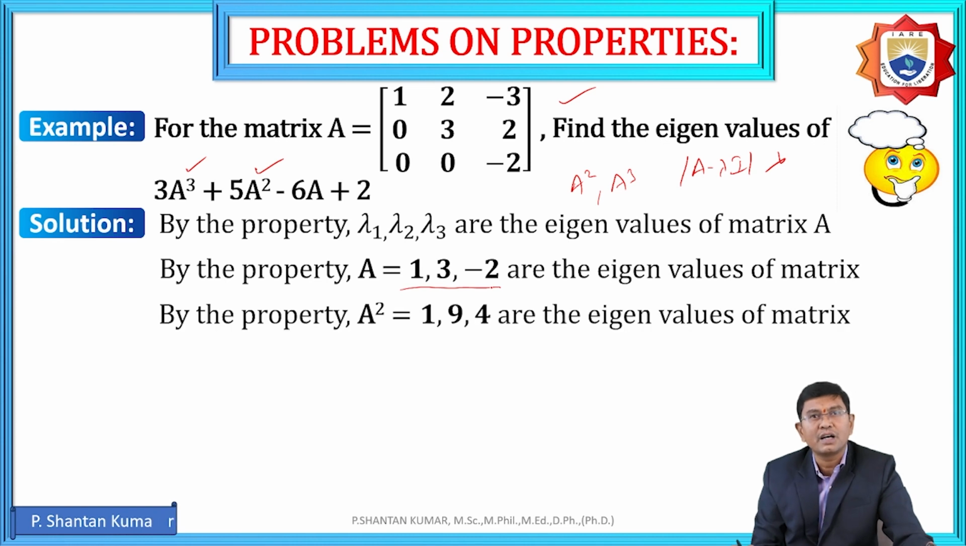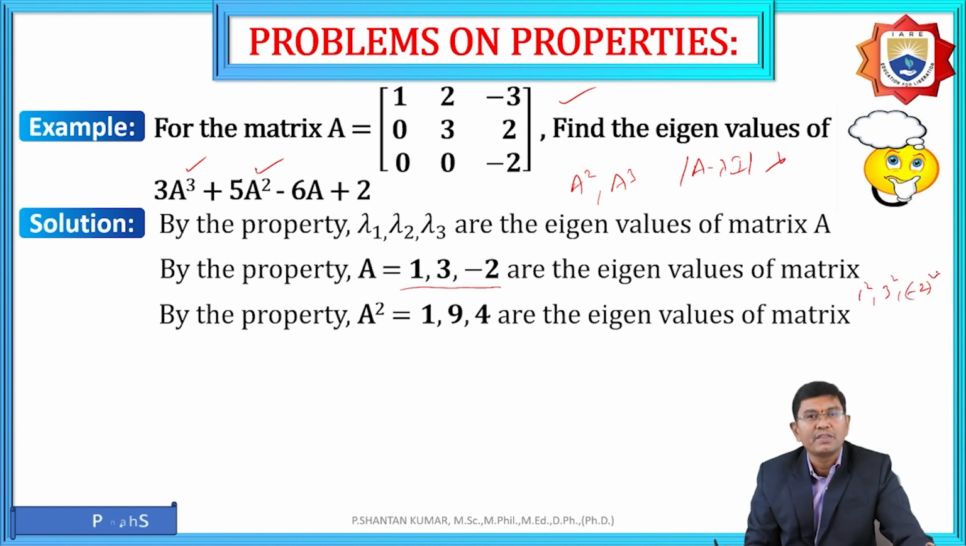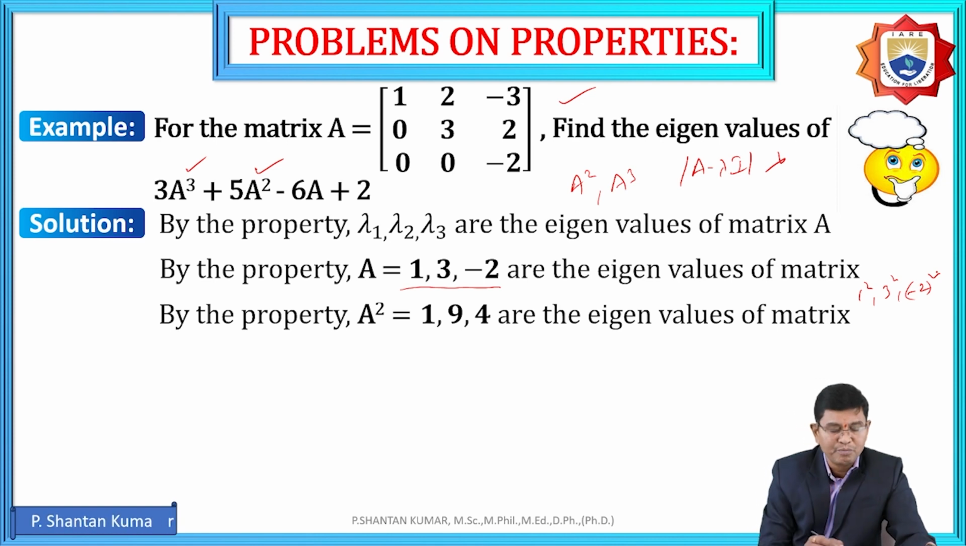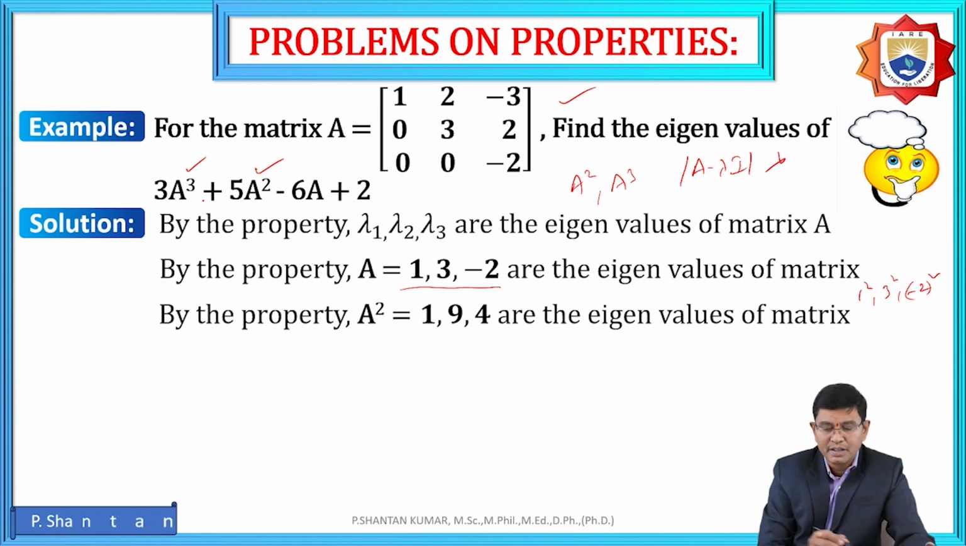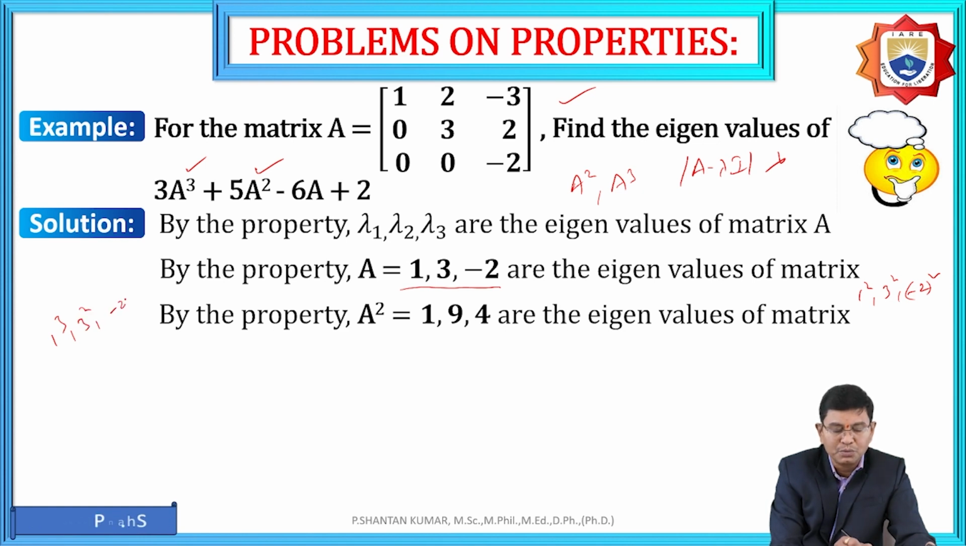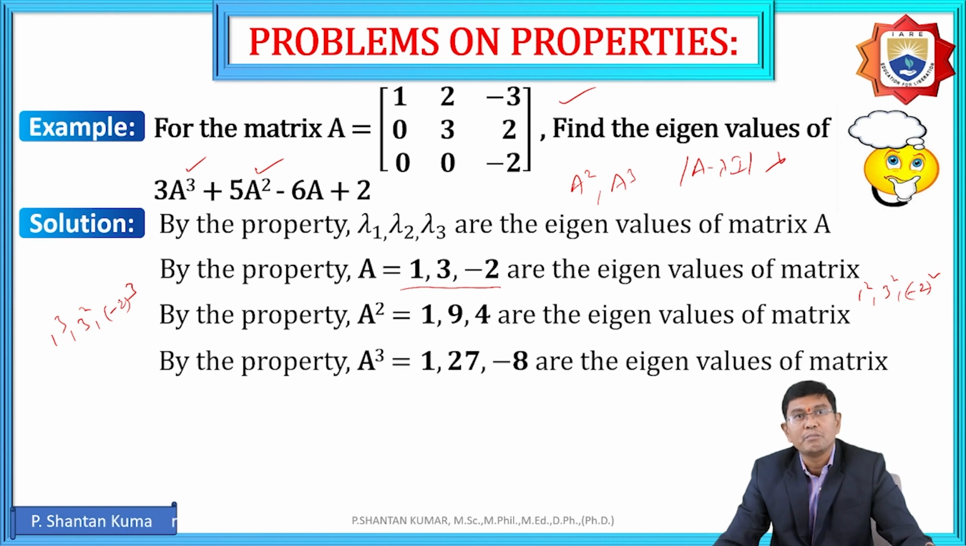Here the eigenvalues of A squared are 1, 9, 4. That means squaring on both sides: 1 squared, 3 squared, and minus 2 squared, that is 1, 9, 4. Similarly, we need to find A cubed, which is nothing but the cube of the eigenvalues. That means 1 cubed, 3 cubed, and minus 2 cubed, that is 1, 27, minus 8 are the eigenvalues of A cubed.